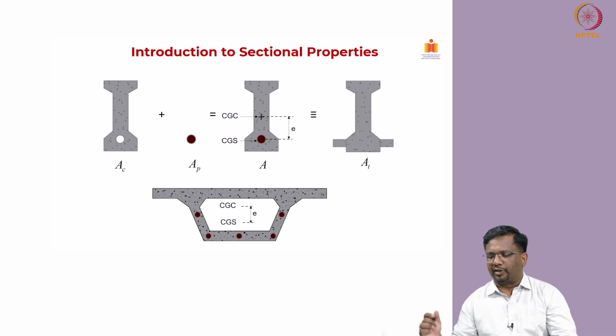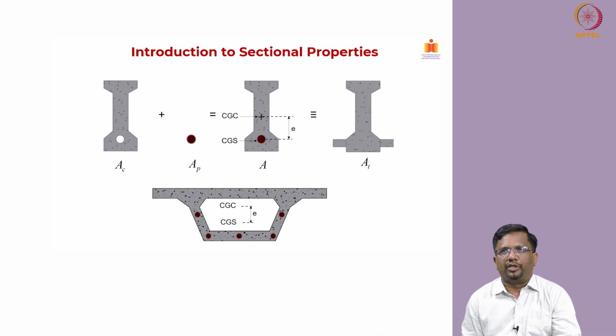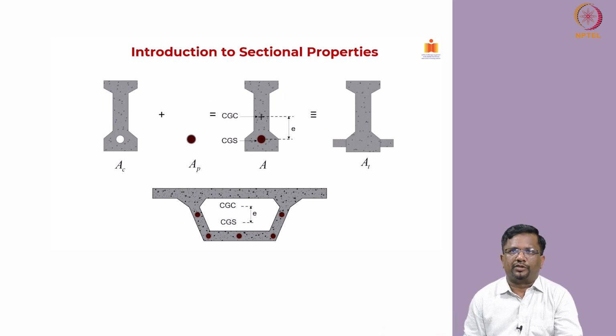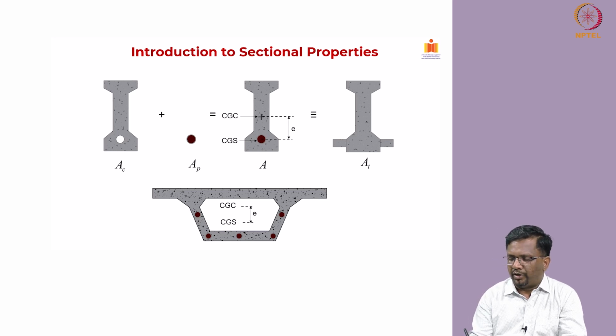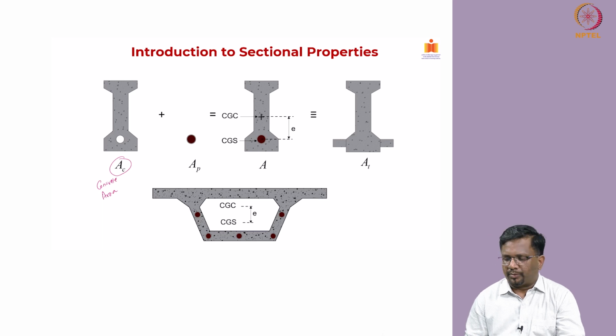Now, these are the sectional properties that you can see. Various schematics have been given in this slide, and you can see that if you are talking only about the concrete area, then we denote that as AC. That means you are excluding the area that is occupied by the steel. Here in this case it is the prestressing steel, which we are calling AP.